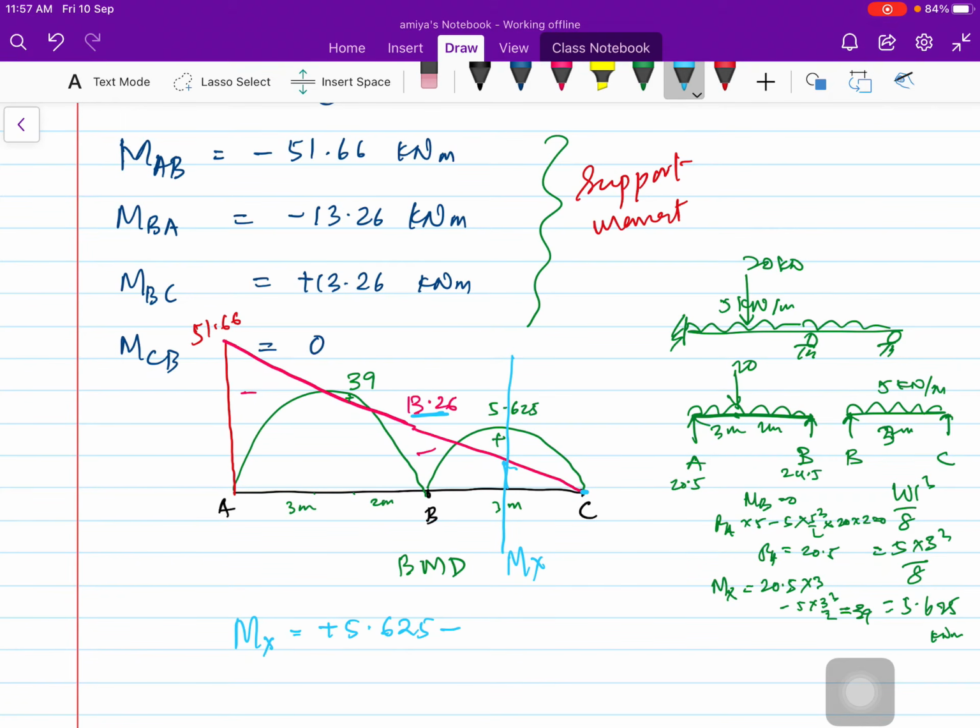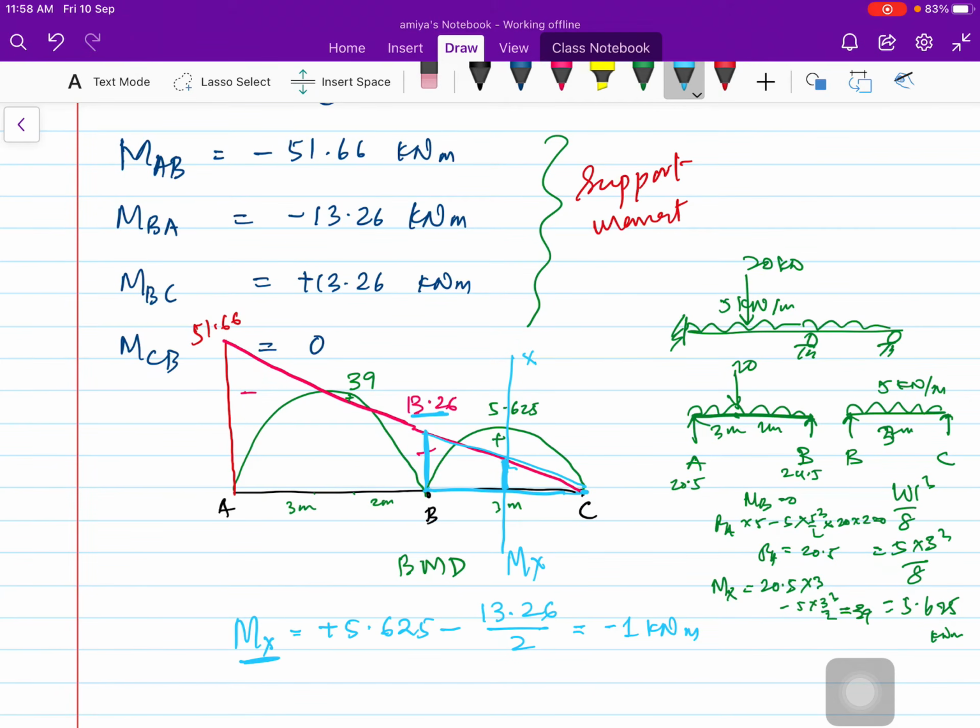So 13.26 by 2, because this is at mid span, so I will just write 13.26 by 2, because here the value is 13.26 by 2, and here it is 13.26, so it's a triangle. So the support moment, that is the negative moment at the midspan of BC, will be 13.26 by 2. This gives me almost minus 1 kilonewton meter. So this is the final moment if we look at the whole beam for the section XX.